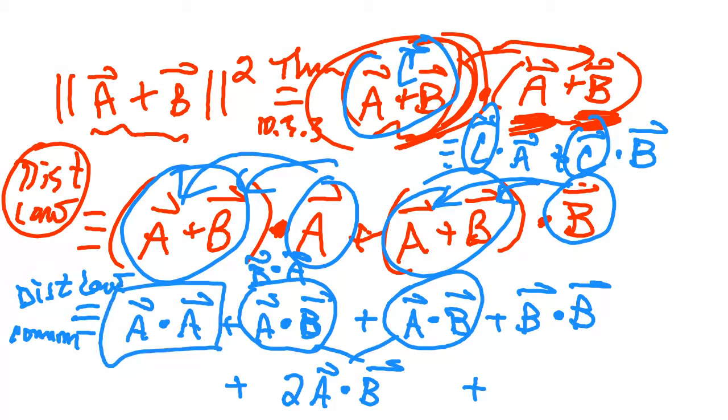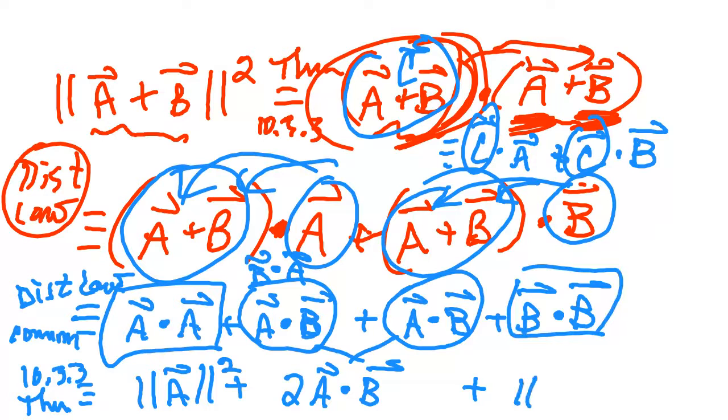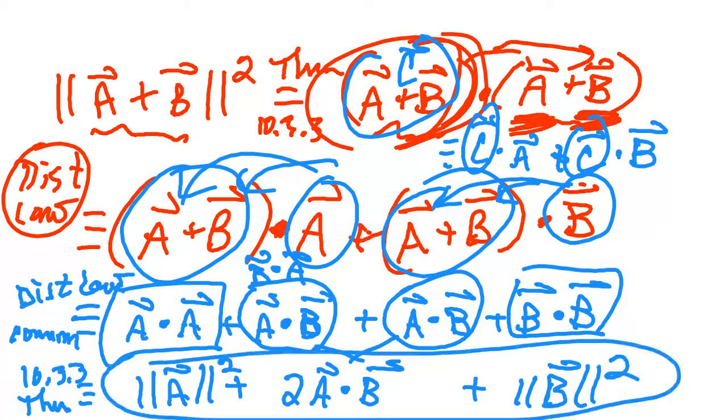And then what do I have here? What's A vector dot A vector? Well, by that theorem that we had, 10.3.3, we said that is the norm of A vector quantity squared. And by that same theorem, this is the norm of B vector quantity squared. So we get our very nice multi-dimensional result that looks a lot like the result you have for real numbers when you have A plus B quantity squared. So there you go. That's all I got for today.